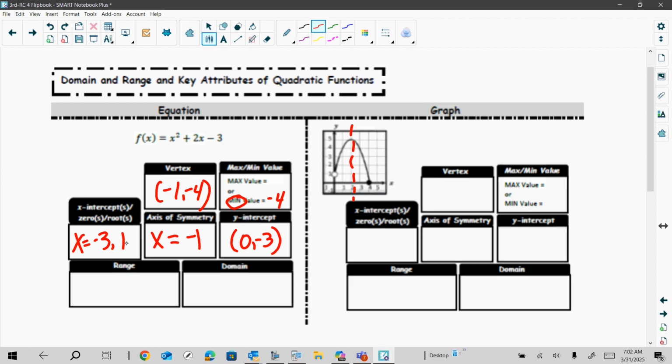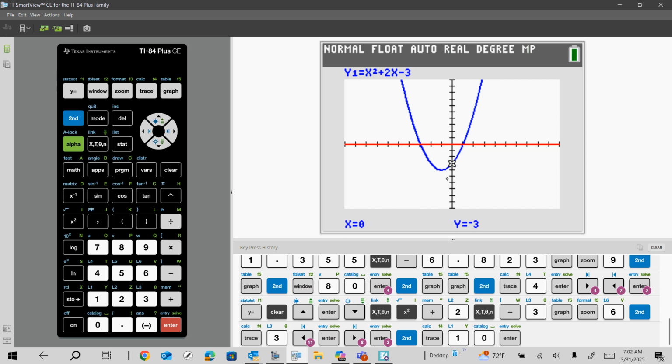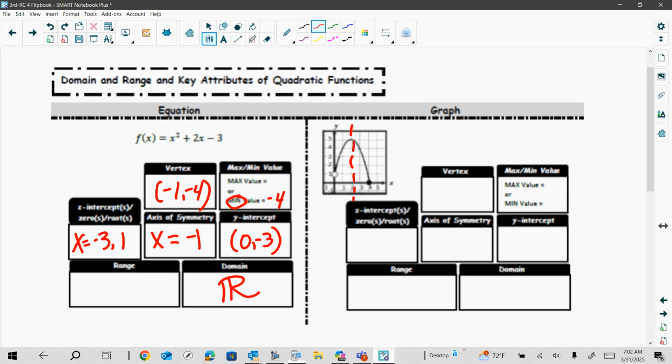Okay. Our domain is always all real numbers, but our range correlates with our minimum value. It is pointing up, then it's going to be every value of y starting at -4 going up. So y is greater than or equal to -4.